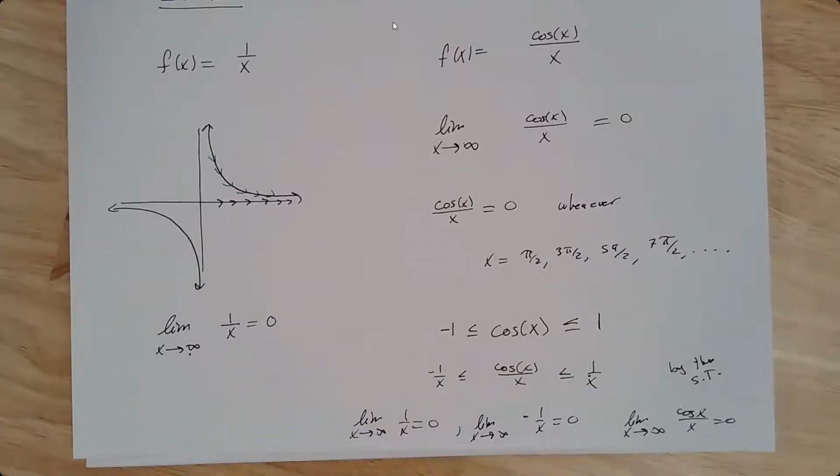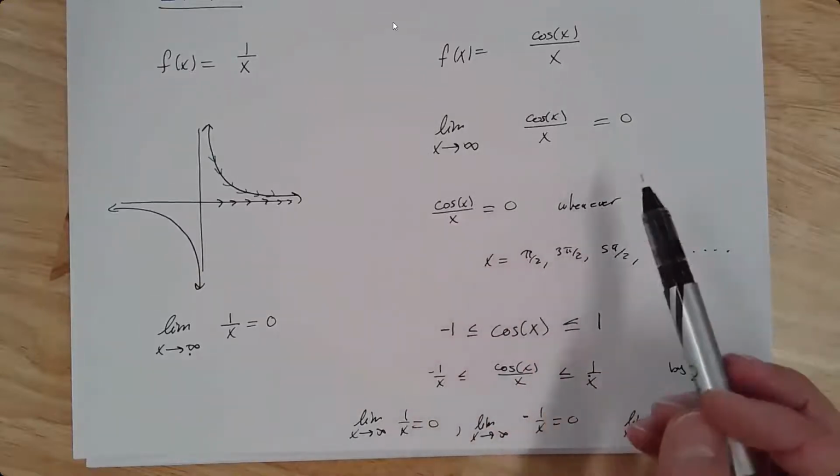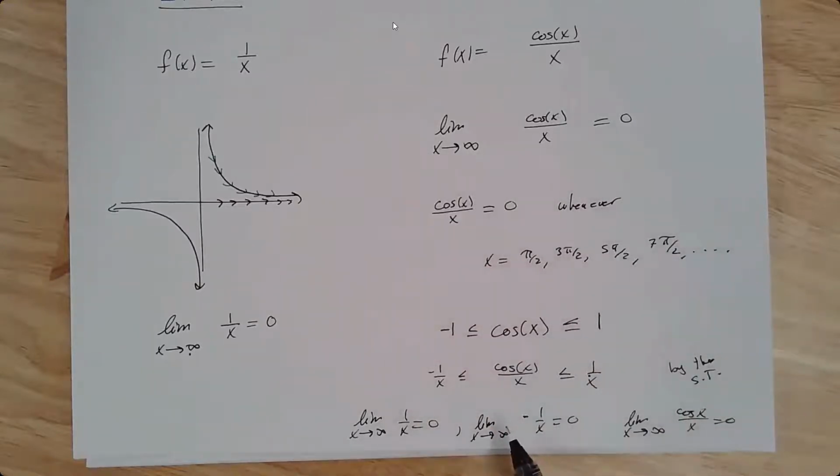So I will tell you all, if someone asked you to show this limit was 0, this is what they would expect you to do. No doubt about it, for sure. Unless they've specifically said something else, this is the work they're looking for. If they said find the limit as x goes to infinity of cosine x over x, 100% of the time.